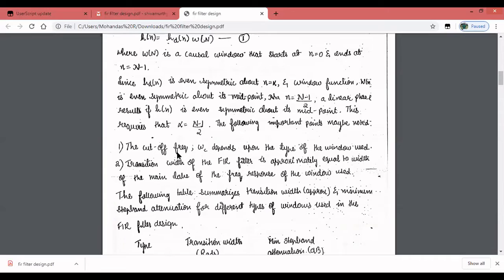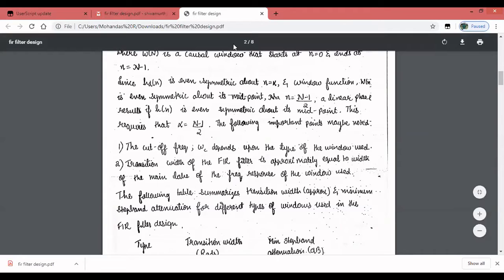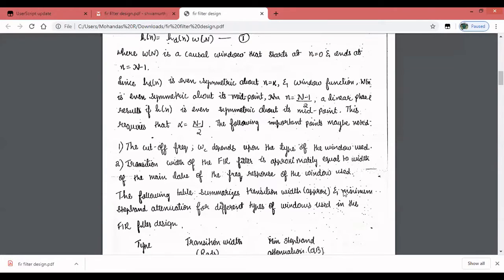Then the next step is the transition width. That is, the transition width of your FIR filter is approximately equal to the width of the main lobe. We saw the different types of frequency spectra in the earlier class, with respect to the main lobe and the side lobe. So the transition width of the FIR filter is approximately equal to the width of the main lobe of the frequency response of the window we are trying to use.